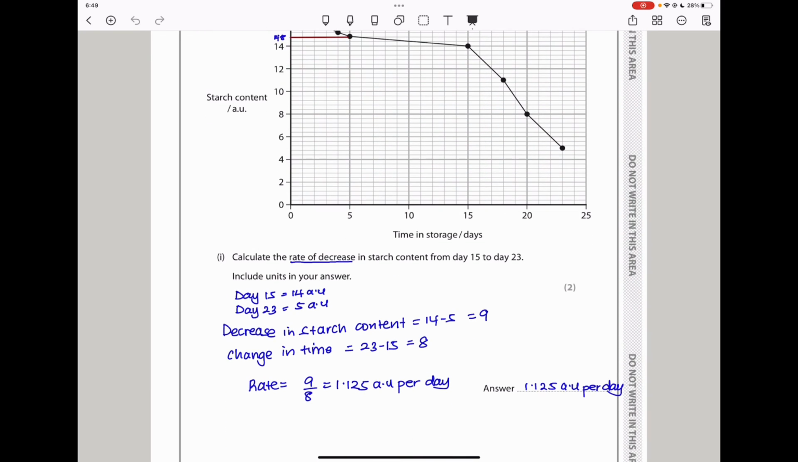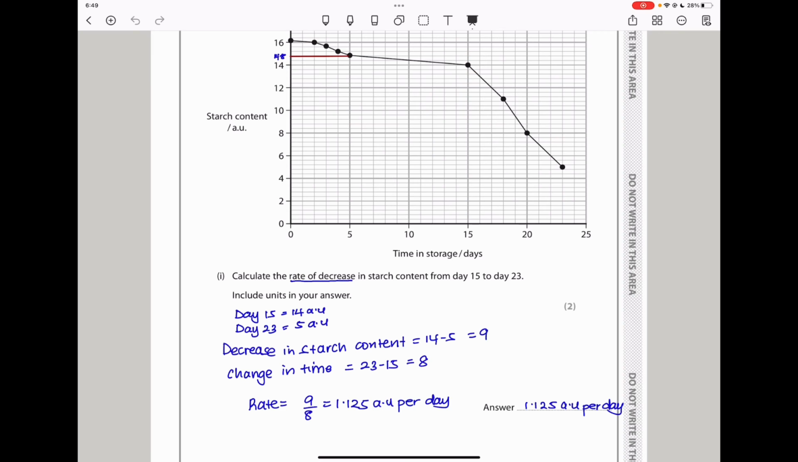So here they say calculate the rate of decrease in starch content from day 15 to day 23. This is day 15 and this is day 23. So I had to get the starch content at day 15. You can see that is 14 AU. And then at day 23, we can see we have 5 AU. So the difference in the starch content is 14 minus 5, which gives us 9 AU. Also, I need to find the difference in the number of days. It's day 15 and day 23. The difference in time should be 23 minus 15, which gives us 8 days.